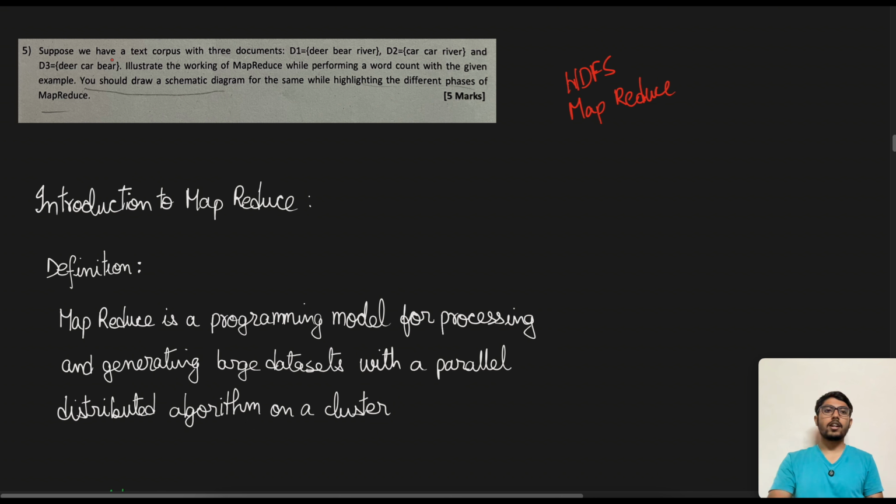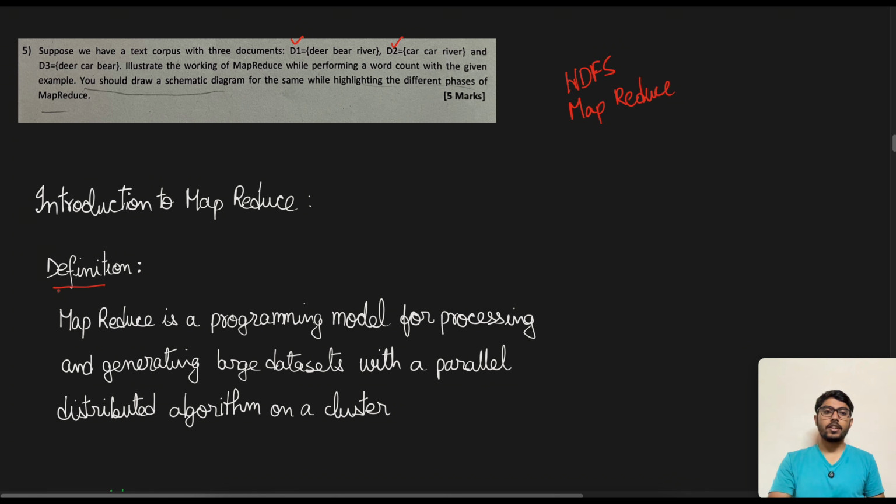Suppose we have a text corpus with three documents: Dear Beer River as document 1, Car Car River as document 2, and Dear Car Beer as document 3. Illustrate the working of MapReduce while performing a word count with the given example. You should draw a schematic diagram for the same while highlighting the different phases of MapReduce. Okay, so we'll have to demonstrate this. First we'll understand what is MapReduce.